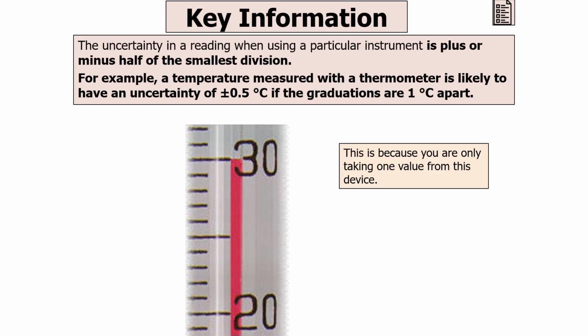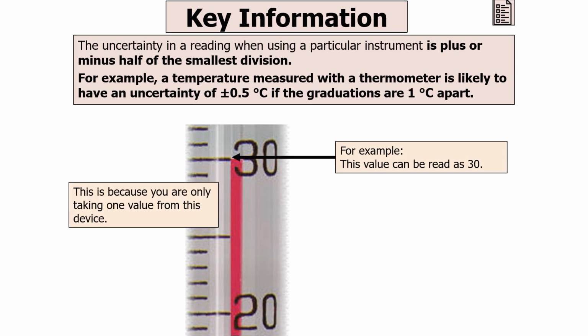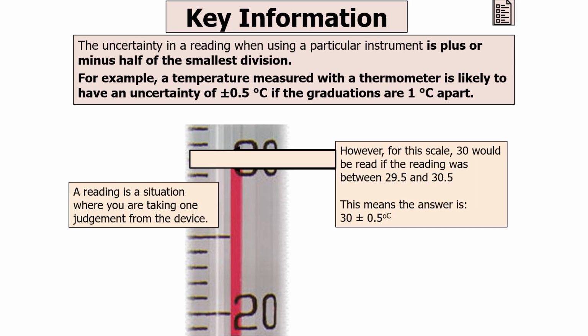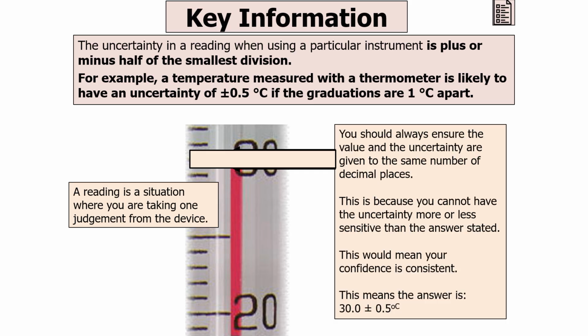That's because you're only taking one value from the device. So, for example, the value could be read as 30 degrees. However, for this scale, you would say it's 30 if the reading was between 29.5 and 30.5, because you'd round it to 30. So this means the answer is 30 plus or minus 0.5 degrees. So it tells you that you can't have the uncertainty more or less sensitive than the answer stated. So you would therefore think that the confidence is consistent. So it's really important you keep that consistency when you're making your judgment.